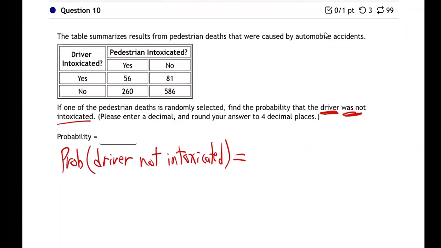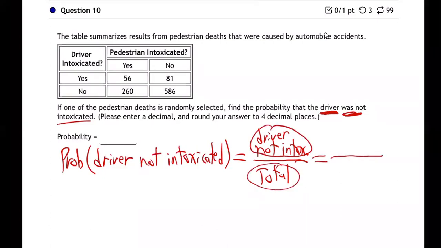So you know how we do probability. We always put the total at the bottom. At the top, whatever we want, in this case driver not intoxicated. That's always how we do probability. I hope that's getting more comfortable for you. On the top, it's all the driver not intoxicated, and on the bottom, it's the total of everybody.